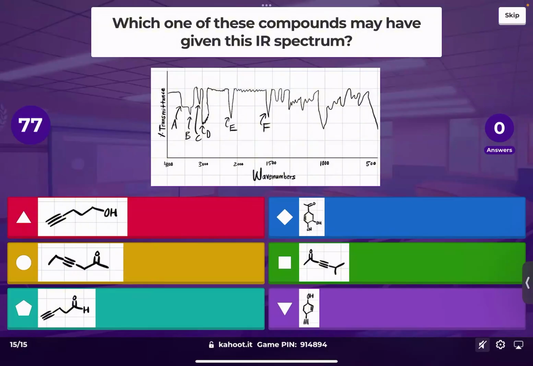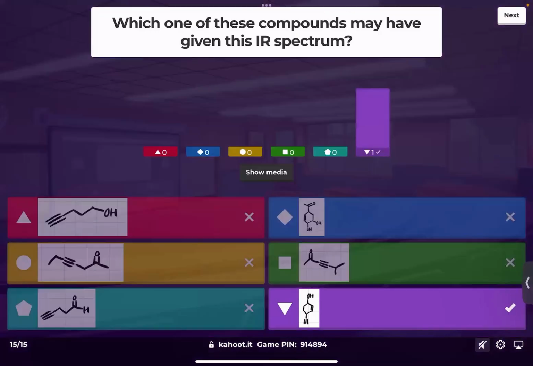What was E? E is the triple bond. Between what? CC or CN. So yeah, I think we should go with it. Ooh, you guys got it. Hey, let's go.